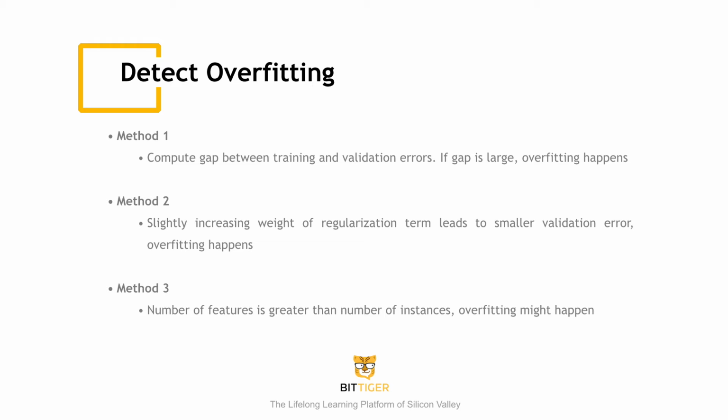The final approach is to compare the number of variables to the number of instances. Overfitting has a higher probability to happen if the number of variables is greater than the number of instances. In this case, you have to put a large value on the coefficient before the regularization term in the objective function.